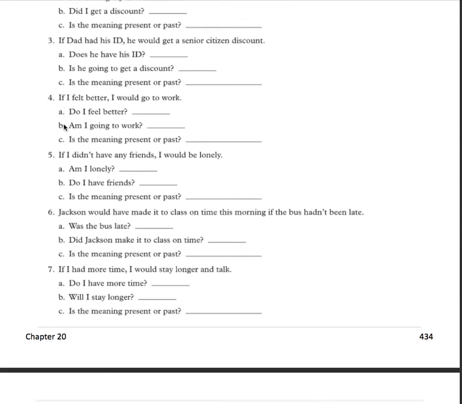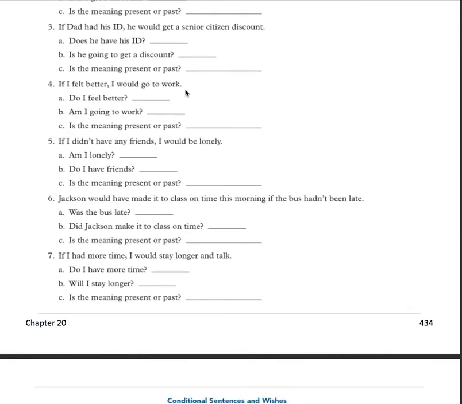Number 4. If I felt better, I would go to work. Okay? Do I feel better? No. Am I going to work? No. Is the meaning present or past? If I felt better, simple past. And then would go, would in the simple form in the result clause. So this is going to be present. I don't feel better right now. It's unreal in the present future.